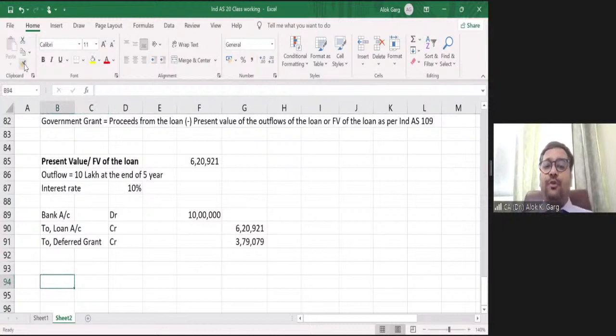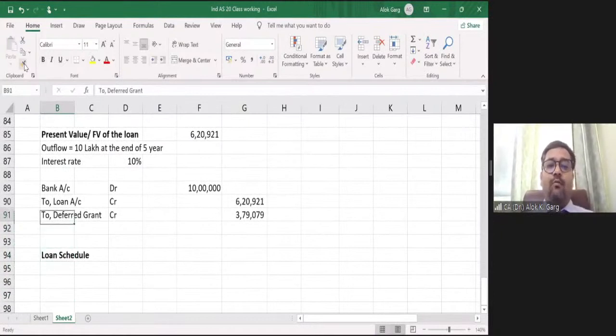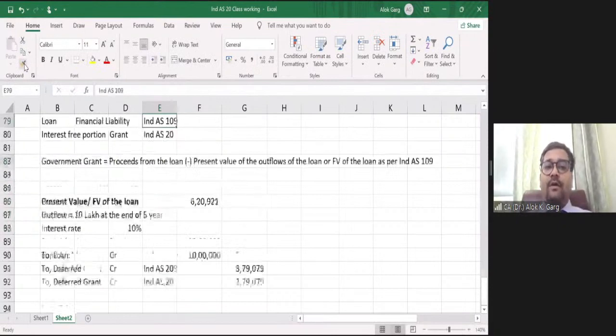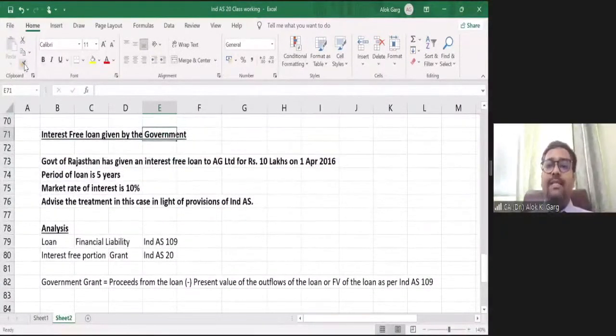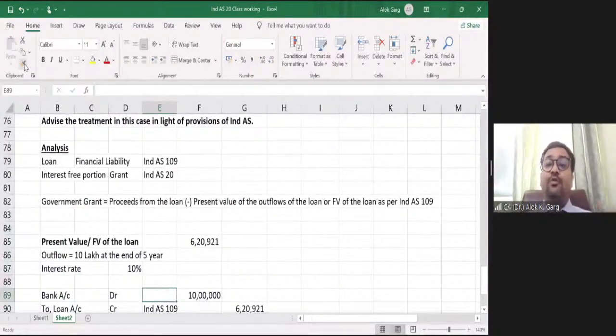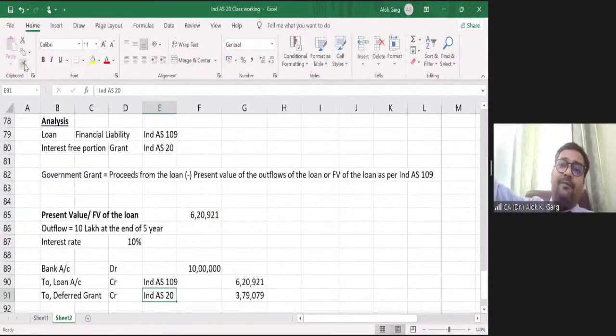Now I am preparing a loan schedule. This loan account has to be treated as per Ind AS 109, and this has to be treated as per Ind AS 20. So friends, are you clear on this part so far? The government has given an interest-free loan for rupees 10 lakh, which is repayable after 5 years. The fair value or market rate of interest is 10%. In this standard, it says that you need to calculate the government grant for this interest waiver or interest concession. So we have calculated the present value of outflow, the money which we have to pay after 5 years.